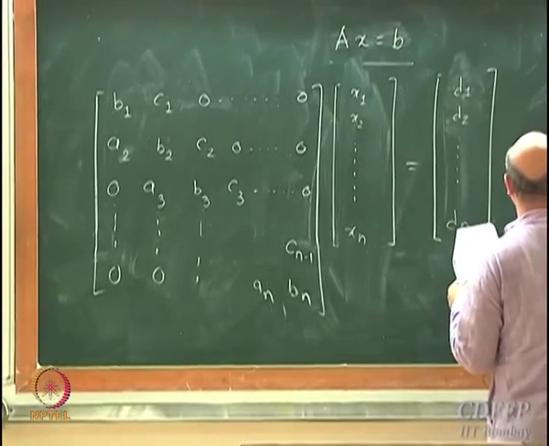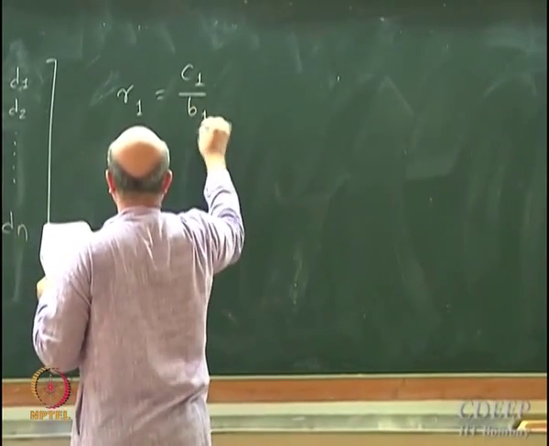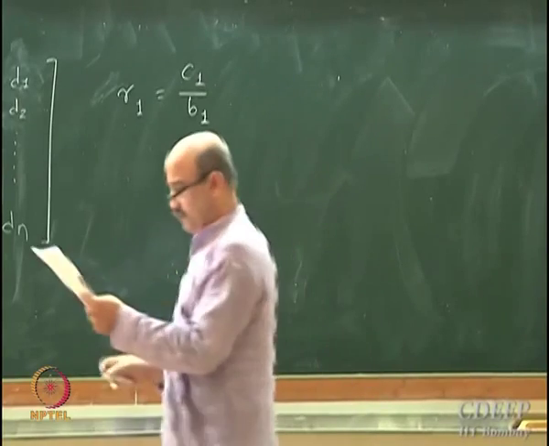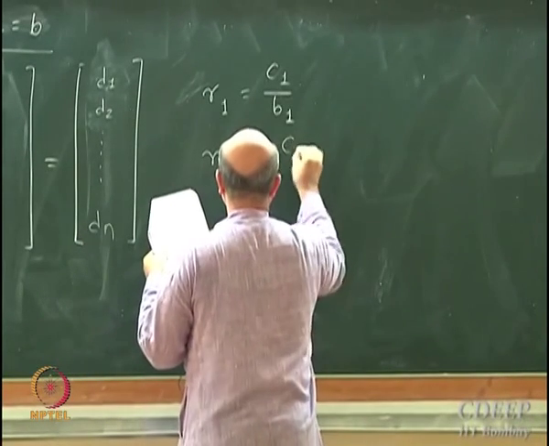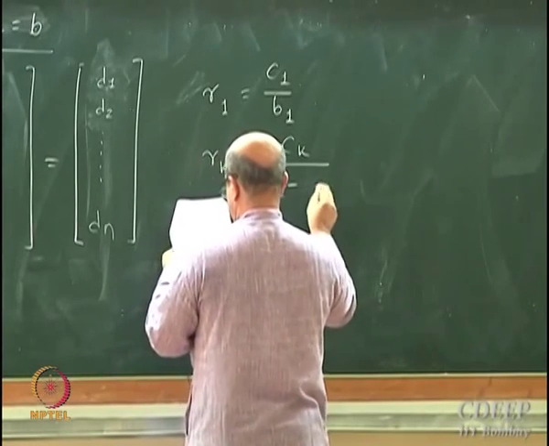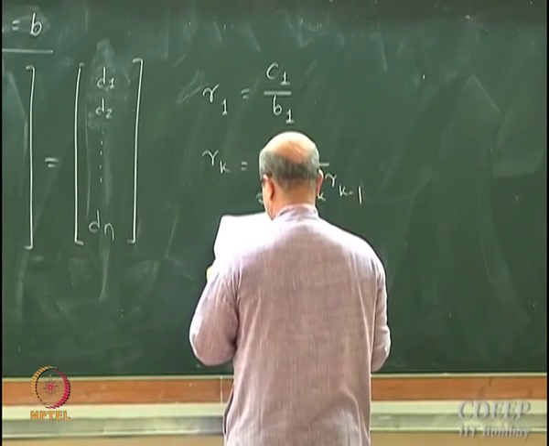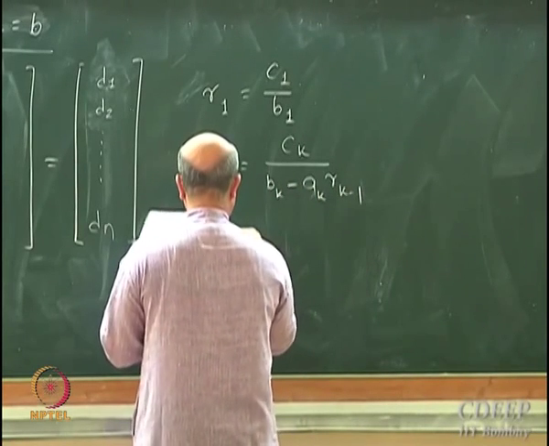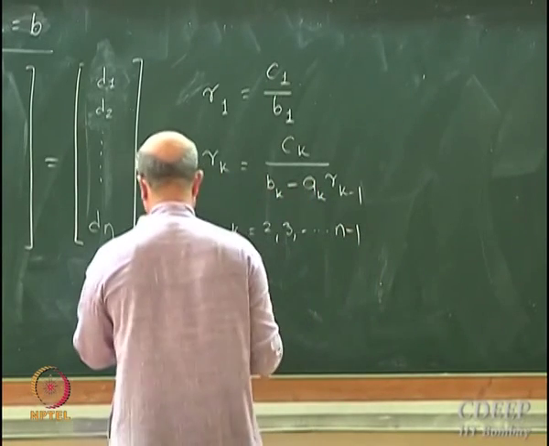So I am going to define this gamma 1, which is C1 by B1. I am just writing it algorithmically. What I am doing is basically Gaussian elimination. And gamma k is equal to ck by bk minus ak gamma k minus 1. This is for k equal to 2, 3 up to n minus 1.